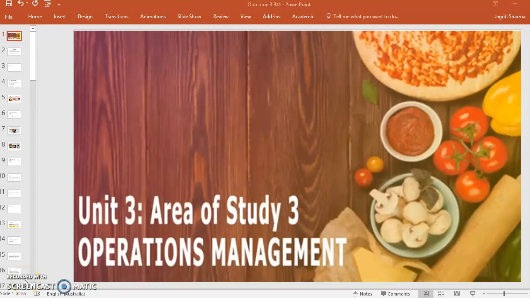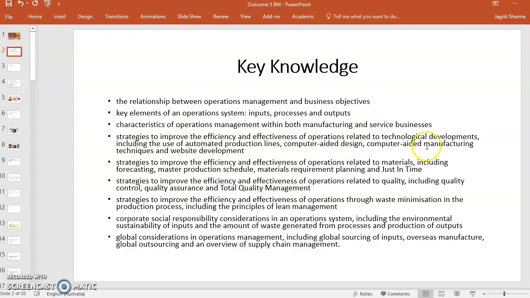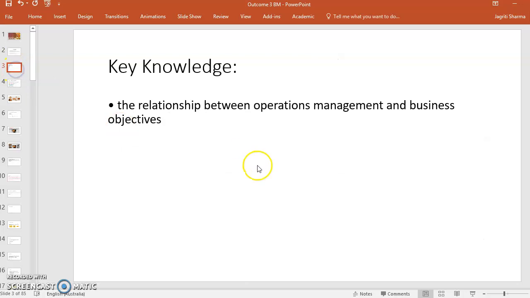Hello Year 12. So we are going to start our Unit 3 area of study 3, which is operations management. In this area of study, these are all the key skills and key knowledge that we will need to go through. It's a lengthy topic and it constitutes around 40% of your Unit 3. Now for today, we are just going to concentrate on our first key knowledge point, the relationship between operations management and business objectives.